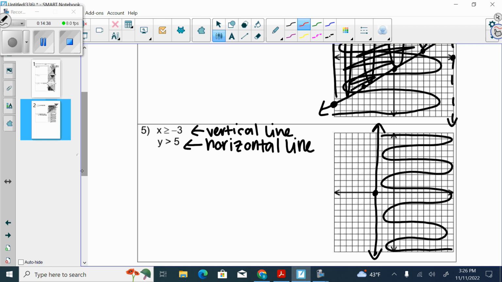Okay, so I'm going to go to where y is what number? 5. Okay, 1, 2, 3, 4, 5 is up here. And am I going to draw a dotted or solid horizontal line? Dotted. Good. And where do I want to shade? Okay, so this one's a horizontal line, so the top. Yes, good.